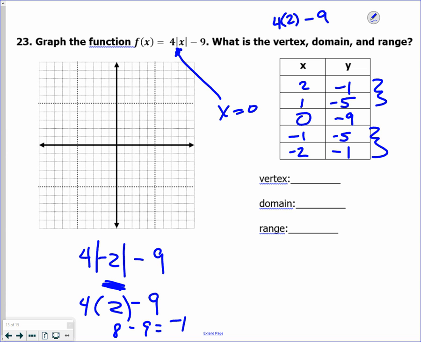So now go over to your graph and graph those points. You get 0, -9, 1, -5, 2, -1. Same on the other side, so it makes a V shape. Now, vertex. We already stated the vertex in our chart is 0, -9. Domain is going to be all real numbers. The symbol for all real numbers looks like an R with a double line. And then the range are the y values, and the y values go up from the vertex, from -9.